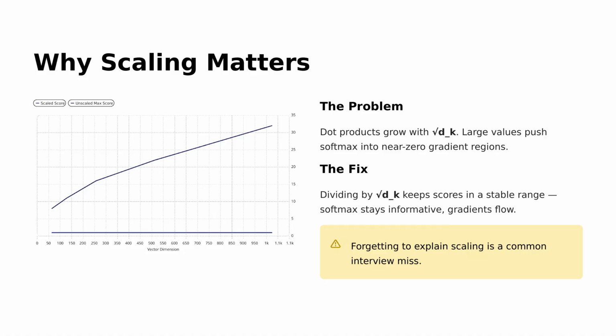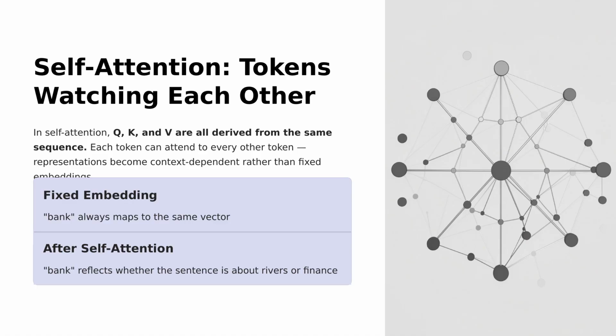Here's why scaling matters in attention. As the key dimension grows, dot products naturally get larger, roughly proportional to the square root of d_k. If we feed those large scores directly into softmax, it becomes too peaked, and the gradients get very small. So we divide by the square root of d_k. That keeps the scores in a stable range, makes softmax more informative, and helps training learn effectively.